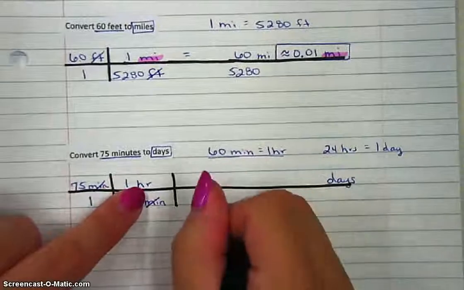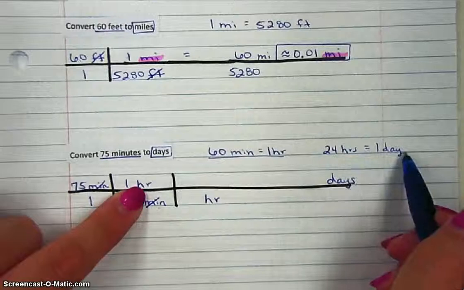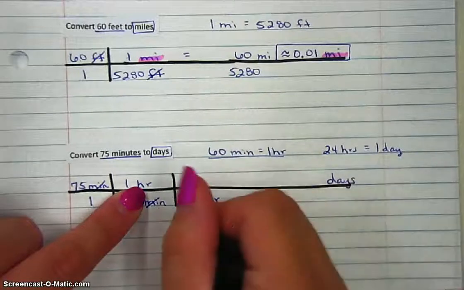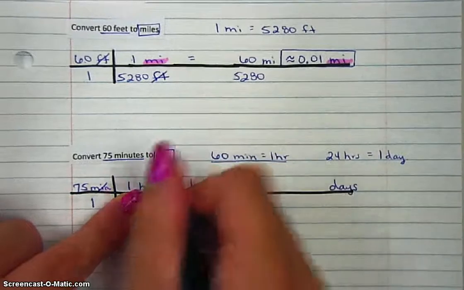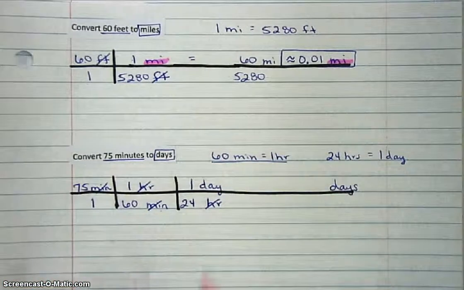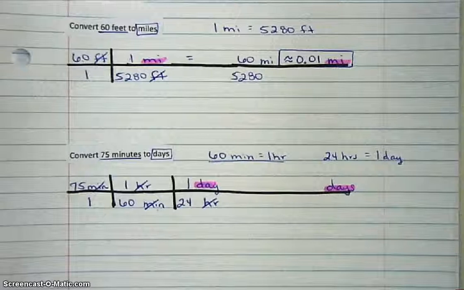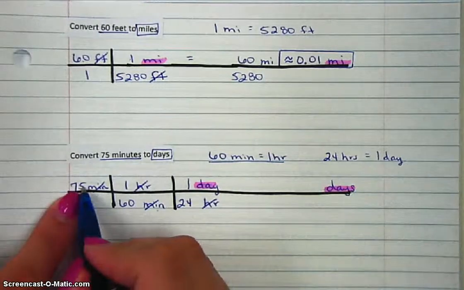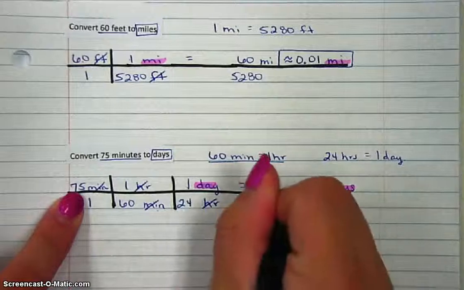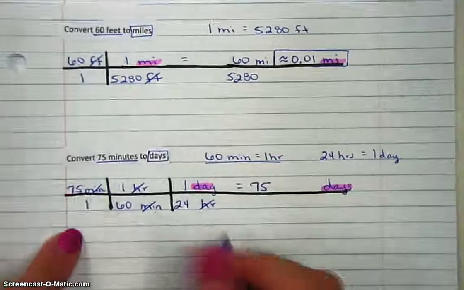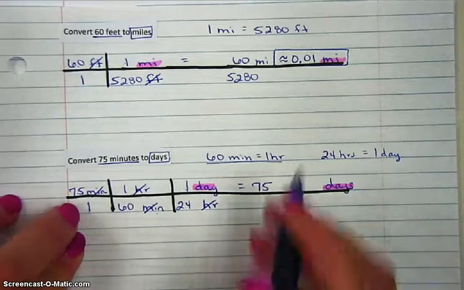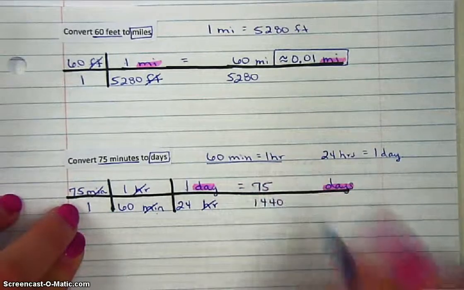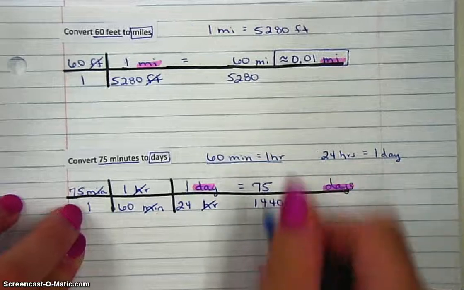This time hours have to go on bottom. I'm going to use this factor here. So 24 hours is 1 day. Hours cancel, and then I check. Does days equal days? Yes, I have days on top. I'm happy. So we're going to multiply straight across. 75 times 1 times 1 is 75. 1 times 60 times 24 is 1,440.